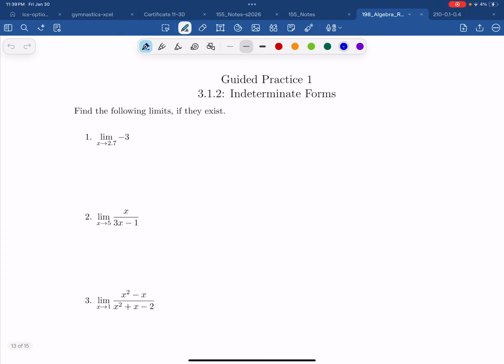Let's do some guided practice for the limits that we just learned. First off, if we have a limit of x approaching anything of a constant, well, that's just going to be the constant itself. There's nothing to plug x into. All right, we're done.